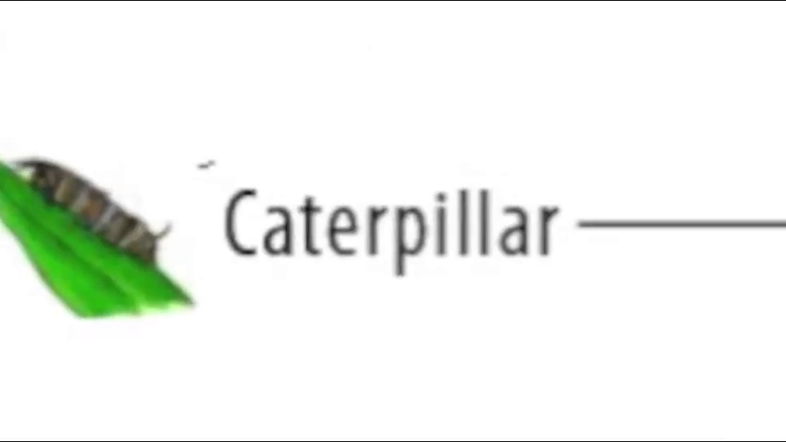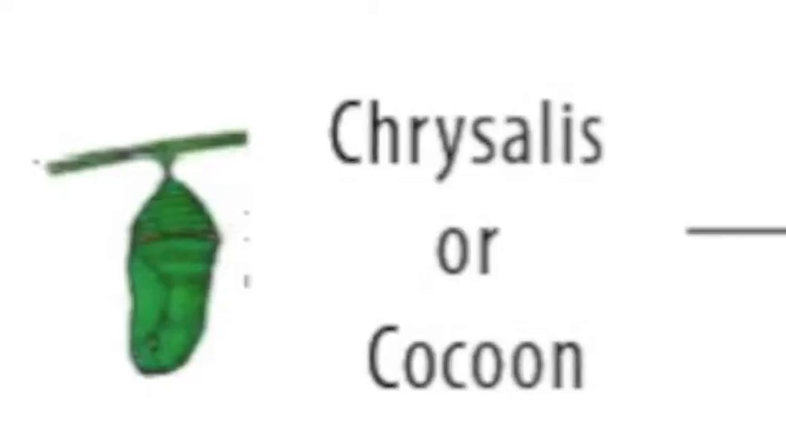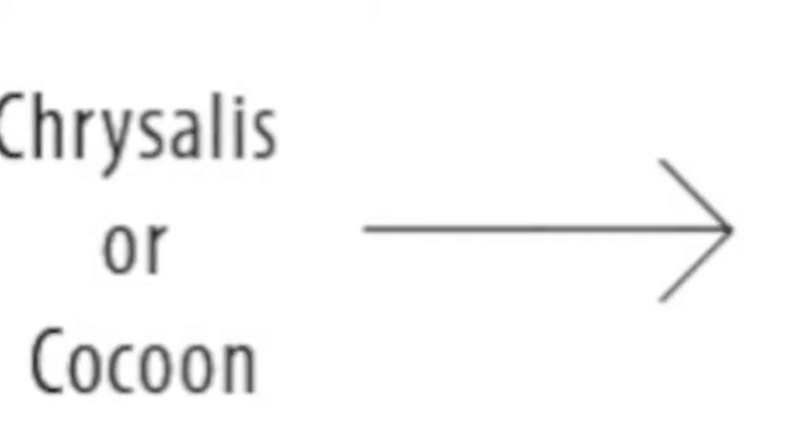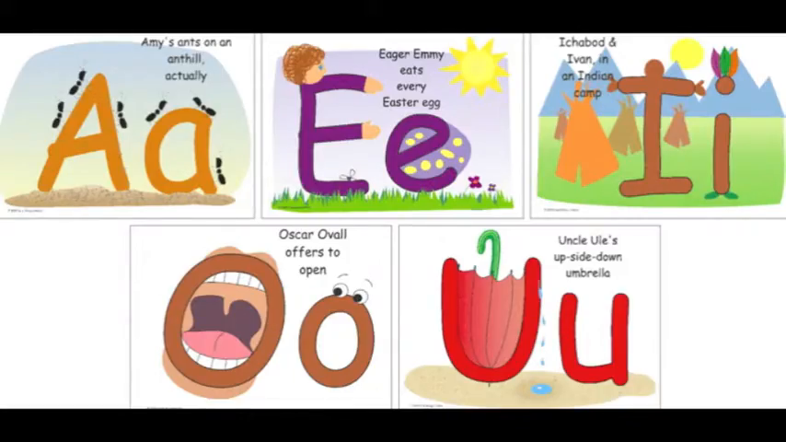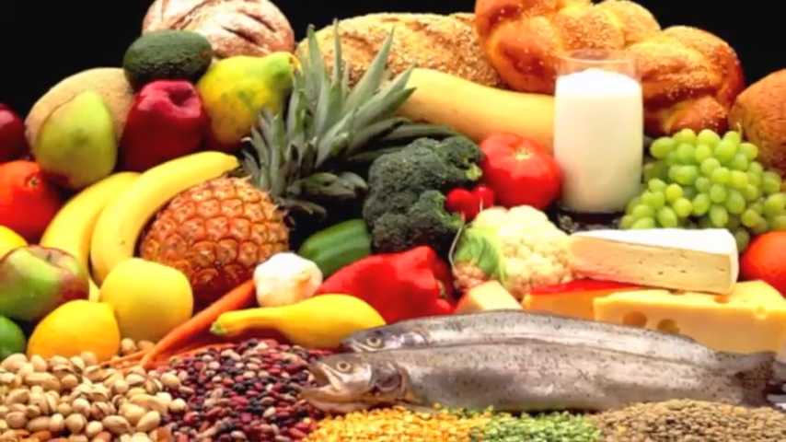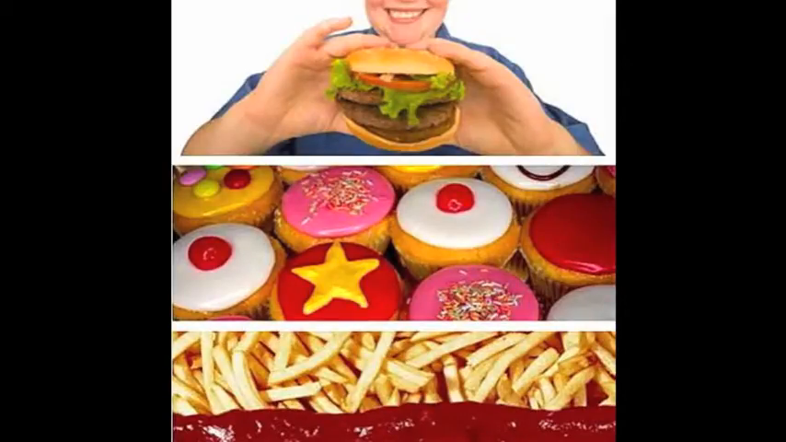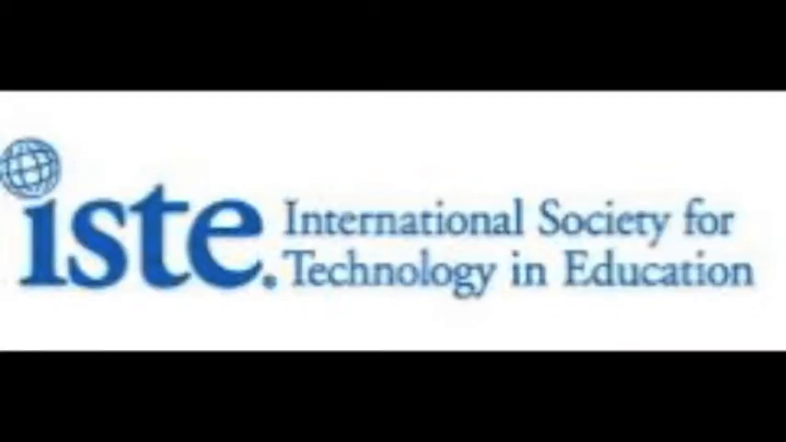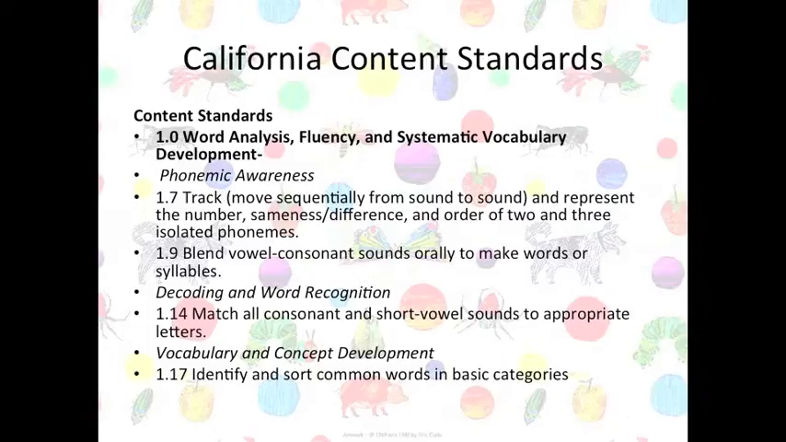This thematic unit is based on the book The Very Hungry Caterpillar. Throughout this unit, students will learn about the life cycle of the butterfly, become familiar with long vowel sounds, and differentiate healthy and unhealthy foods. This unit includes California content standards for kindergarten, ISTE technology standards, and cognition.